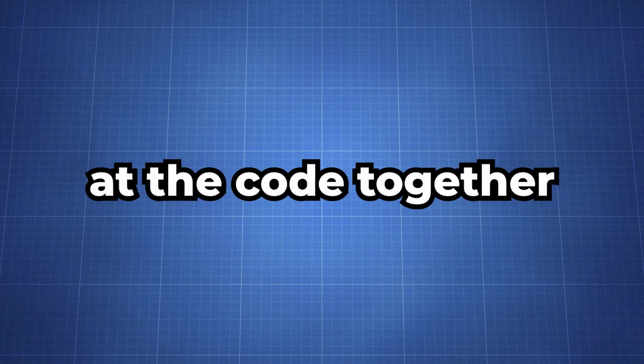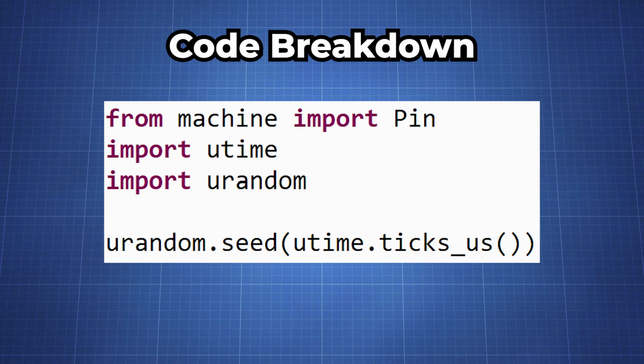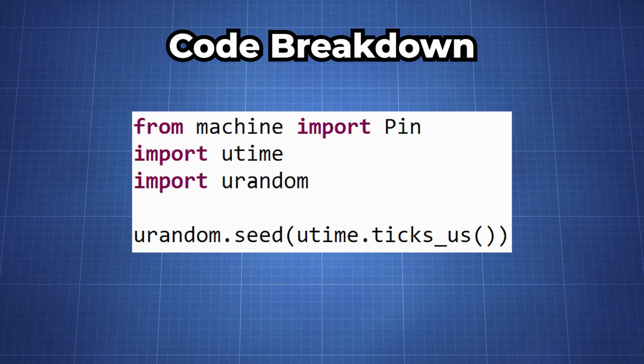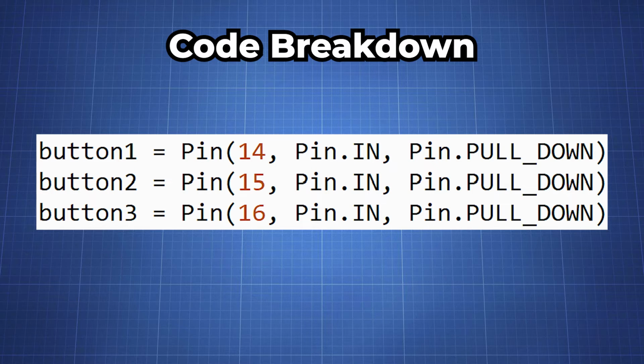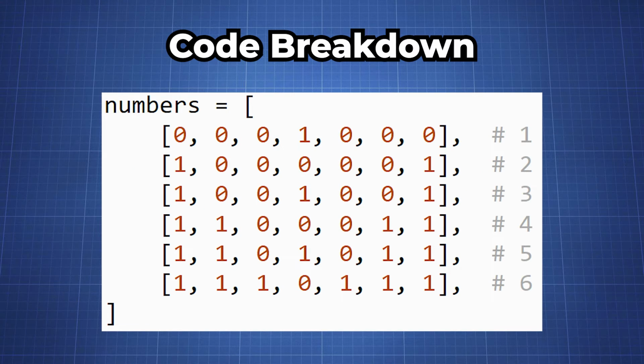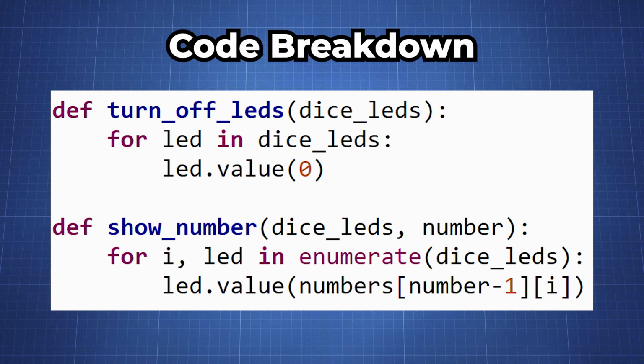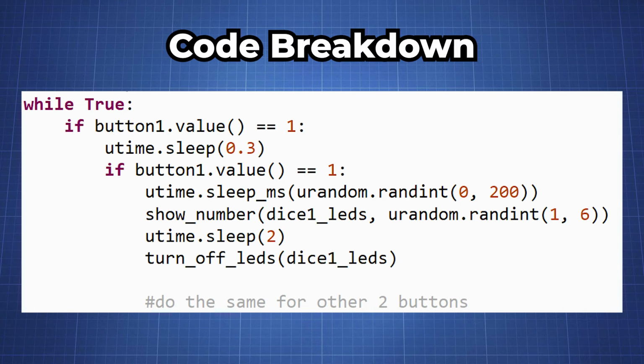But let's have a look at the code together. We first import all the necessary modules, then we seed the random number generator with the current time in microseconds. Then we define the LED pins for the two dice. Then we define the buttons, and then we define the LED patterns for each number on the dice. We then define functions to turn off the LEDs of a specific dice and to show the number on a dice. The main loop listens for the main button presses.